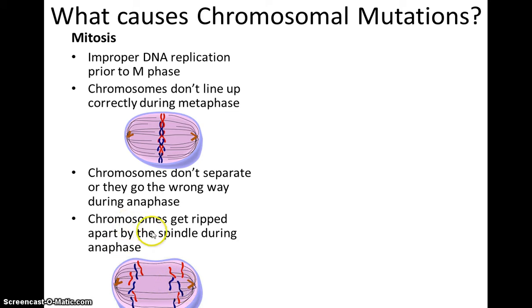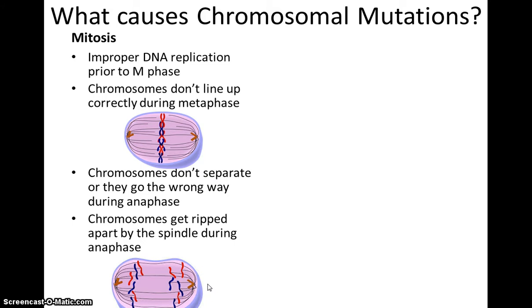And then finally, this is something you wouldn't necessarily think about in mitosis. The spindle is pulling on these chromosomes, and that exerts a lot of force and pressure, and sometimes the chromosomes actually will break or snap. And again, this is going to be during anaphase when they're pulled apart.